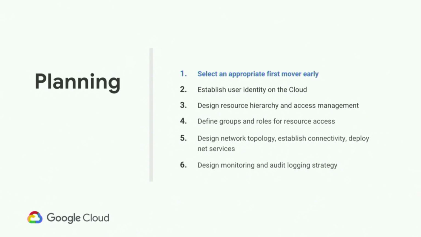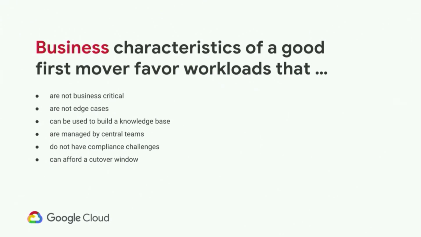The first is selecting an appropriate first mover early. Now, there are technical considerations here, but also business considerations. We're going to start with those on the business side. The business characteristics of a good first mover app include not being business critical. So although it's tempting when you look at, well, we should move to the cloud, we want to get the benefits of running in the cloud for all of our applications, and especially our business critical applications, we recommend that you start by moving ones that are not business critical.